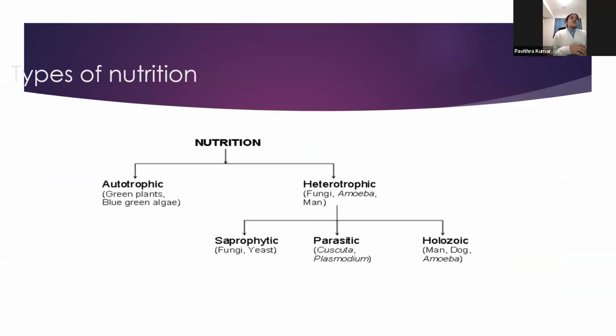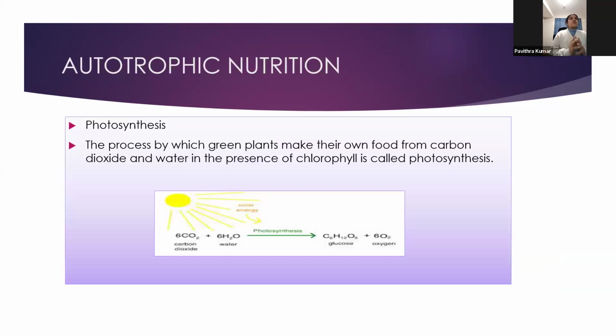Types of nutrition. Nutrition is majorly divided into two types: autotrophic and heterotrophic. Autotrophic nutrition is preparing the food by themselves, and heterotrophic is depending on others. The heterotrophic has three further classifications: saprophytic, parasitic, and holozoic. In that, we are going to see autotrophic nutrition. Autotrophic nutrition is photosynthesis. They can prepare their own food, right?